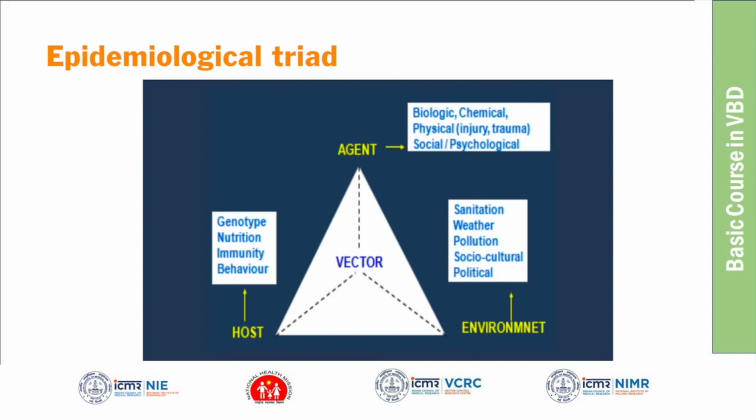Agent, as I said, could be infectious or non-infectious. The infectious are listed here as biological, and non-infectious could include physical agents or chemicals or things that cannot be quantified easily, psychological or social agents.